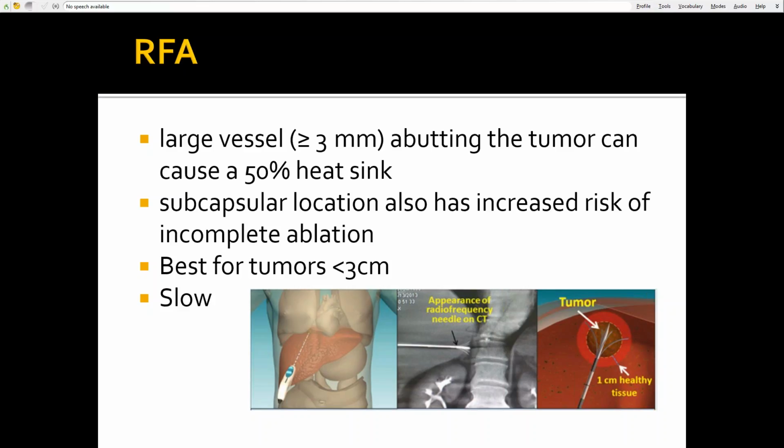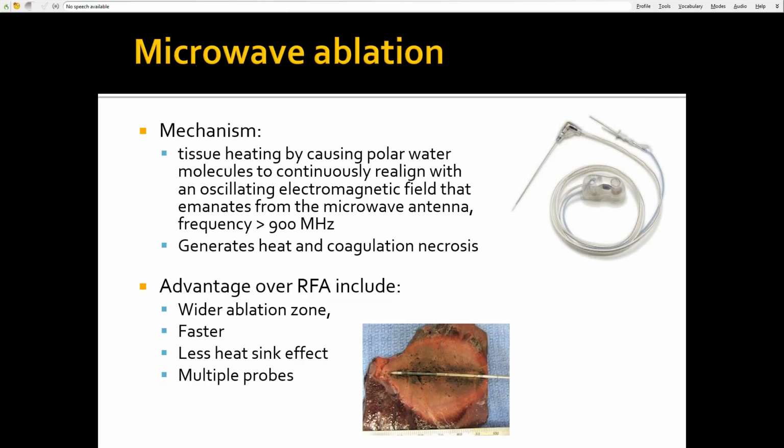It's best in general for tumors that are less than 3 centimeters in size, and overall it is somewhat slow because you have to deal with heat sinks, and sometimes one tine isn't getting enough heat, so it can take a little bit of time in order to treat the tumor.